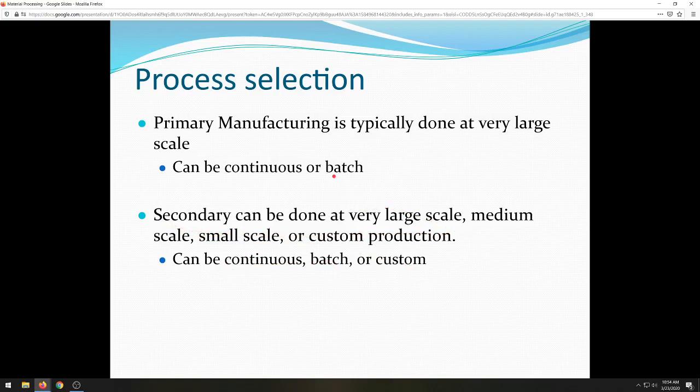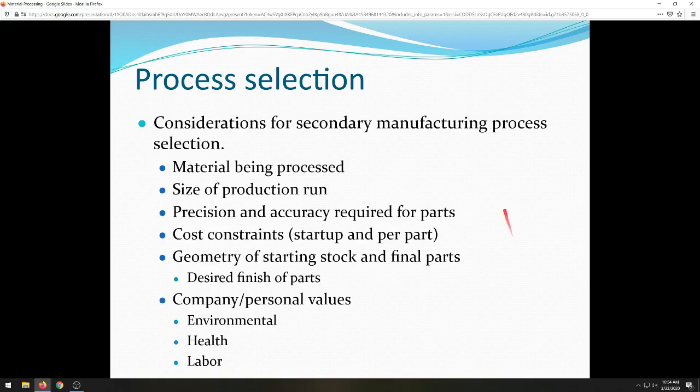So let's talk about how do we go through all those processes we just talked about. How do we choose one? It's difficult, but there's some guidelines we can follow. So some considerations for secondary manufacturing. Number one is the material being processed, because as we looked at before, that really dictates your starting list, which for some materials can be very long, for some is a little shorter. But that at least gets you started.